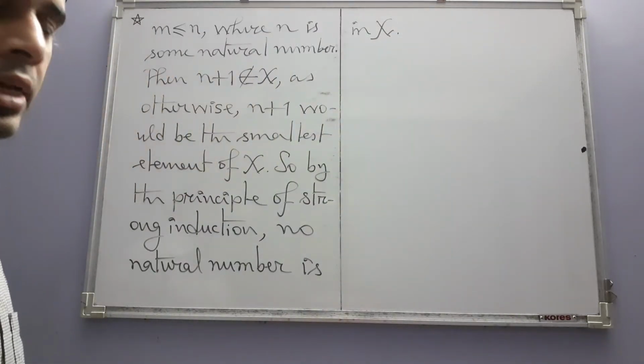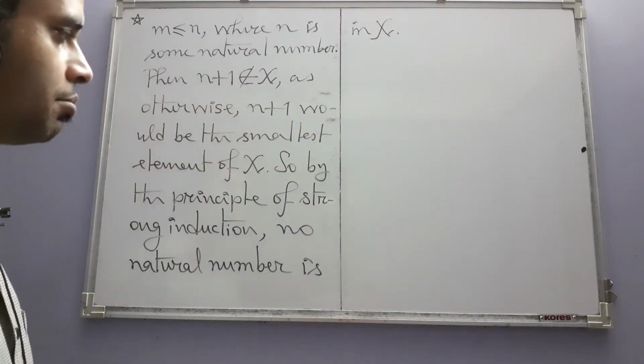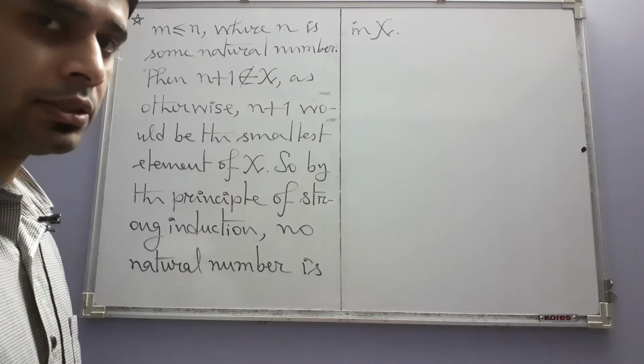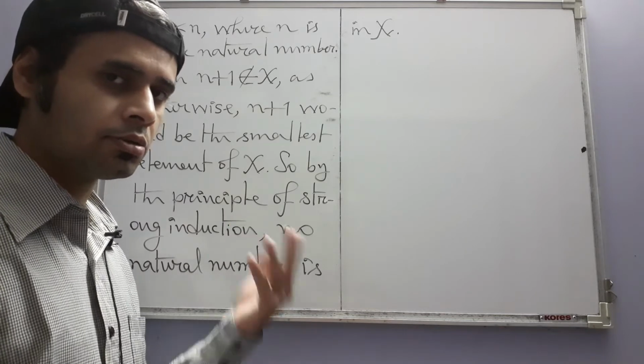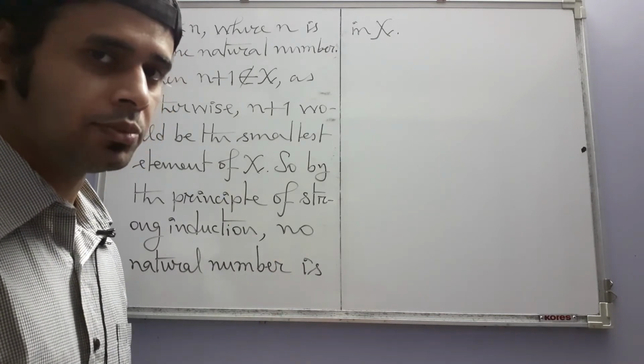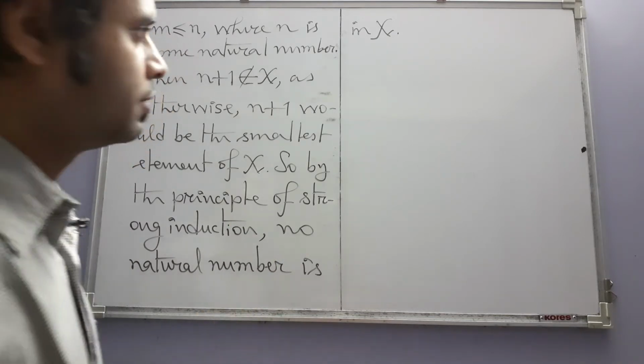Okay, so X has no natural number, but X in fact is a subset of the set of natural numbers. So combining these two things, the only conclusion is that X is empty, and that is a contradiction.